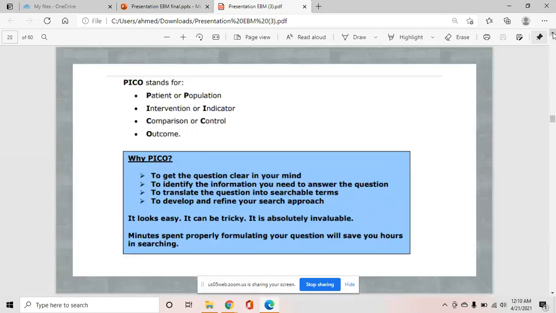Why PICO? To get the question clear in your mind, to identify the information you need to answer the question, to translate the question into searchable terms, to develop and refine your search approach. It looks easy, it can be tricky, it is absolutely invaluable. A minute spent properly formulating your question will save you hours in searching.